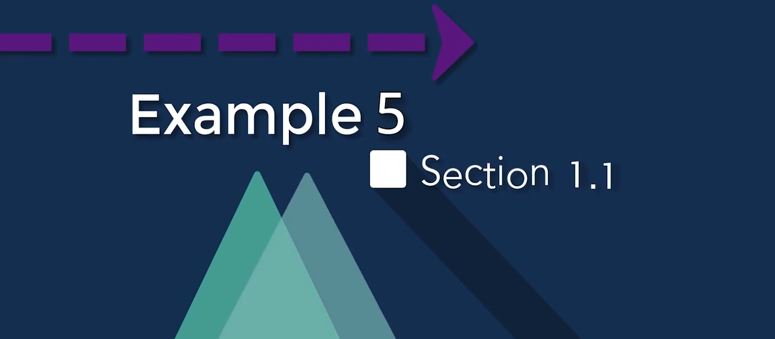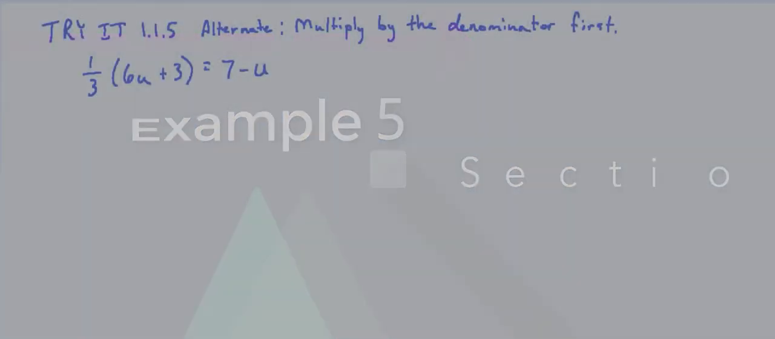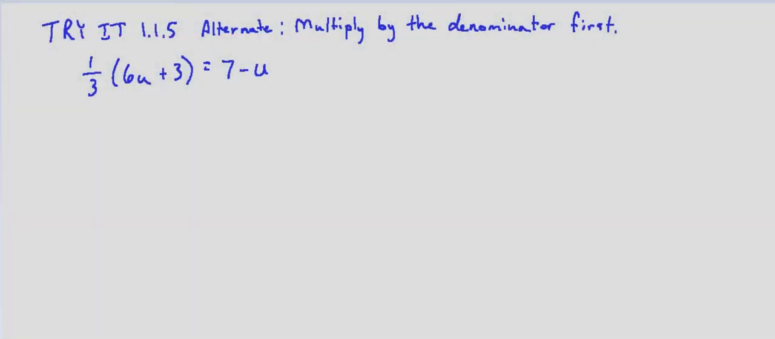So now we're looking at try it exercise 1.1.5 again, but now we're going to look at an alternate way of solving. It's just our initial step, but instead of distributing the 1/3, we can also get rid of the 1/3 by multiplying both sides by the reciprocal, or multiplying by the denominator of our fraction. So we'll take this side and multiply it by 3. We'll take this side and multiply it by 3.